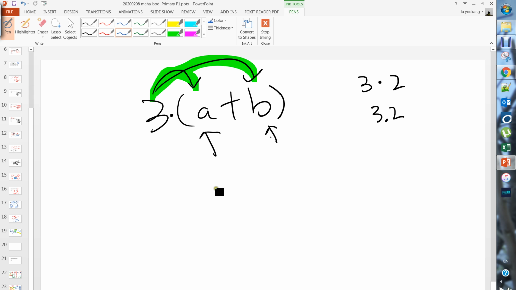3 times A gives you 3A. Very good, 3 apples. If next time you cannot think what 3 times A gives, then 3 times apple means 3 apples. So it's 3 apples, which means 3A.